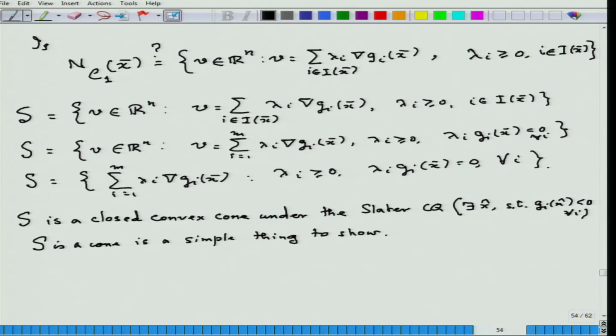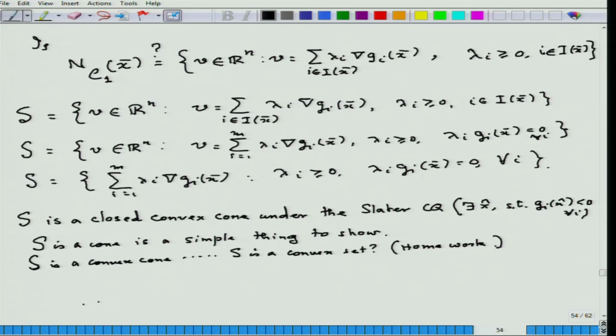And what about its being convex? So, S being a convex set would be given as homework. Take two elements of this form and show that the convex combination is also in S. Then it is a convex cone; that is, we have to show that S is a convex set. Now, this would be homework. How to show that S is closed?